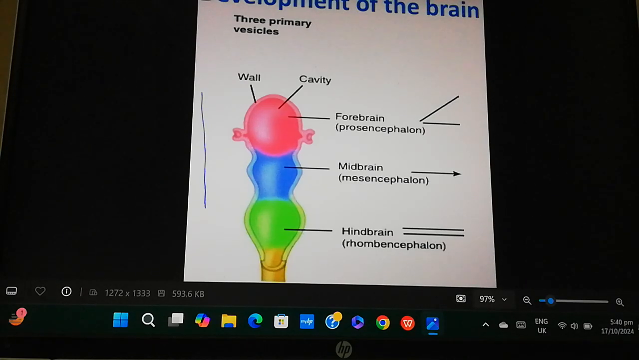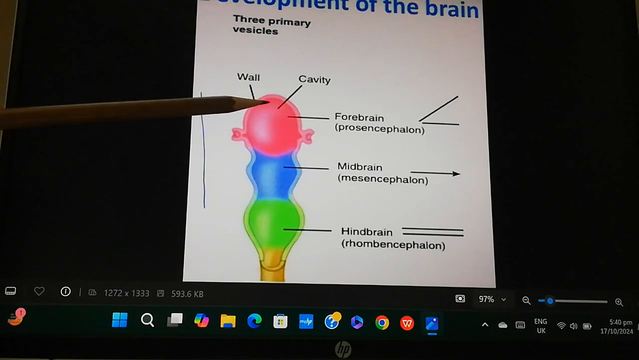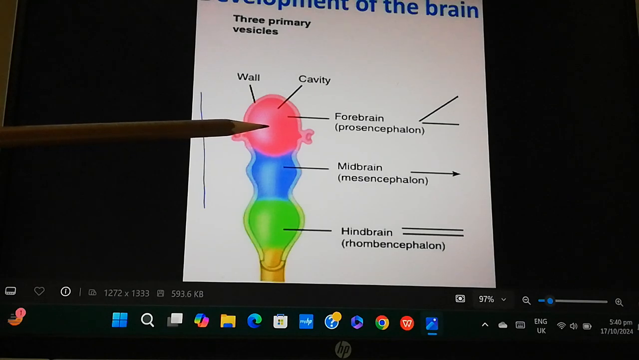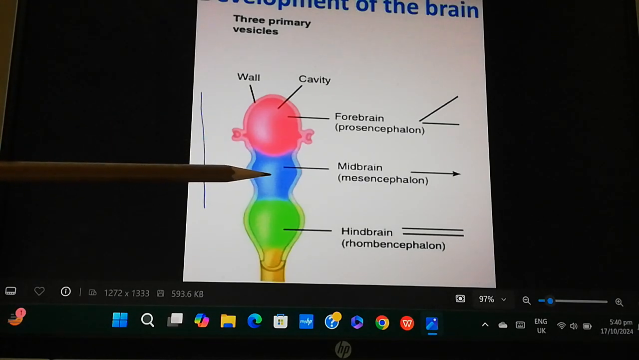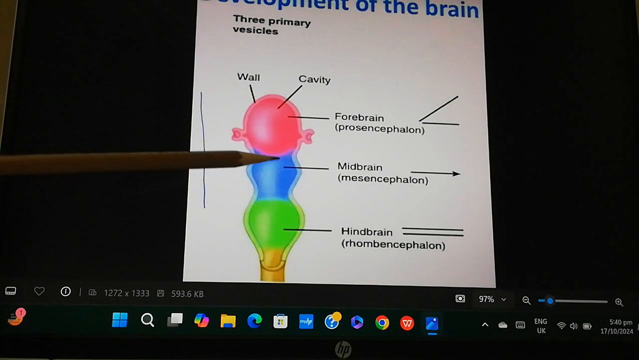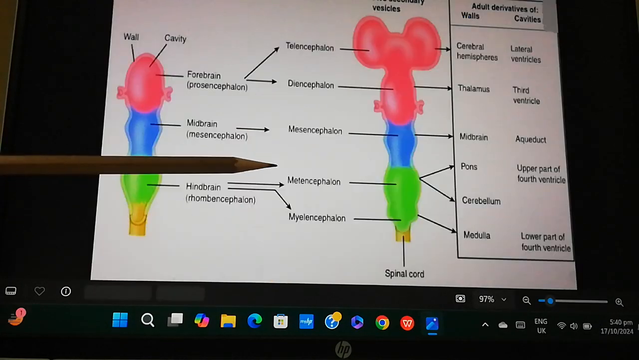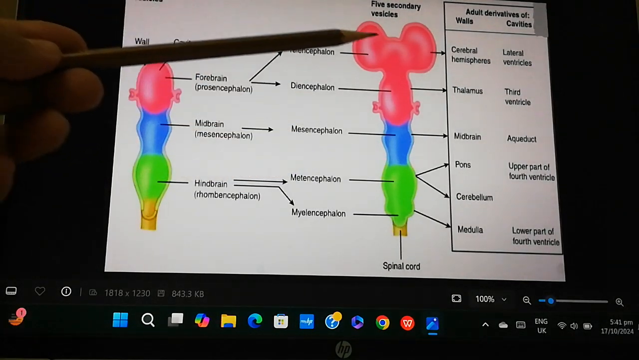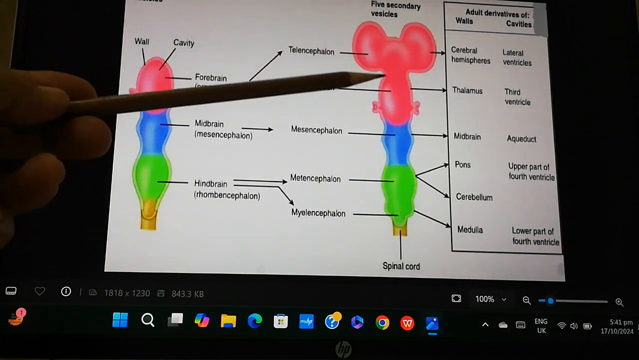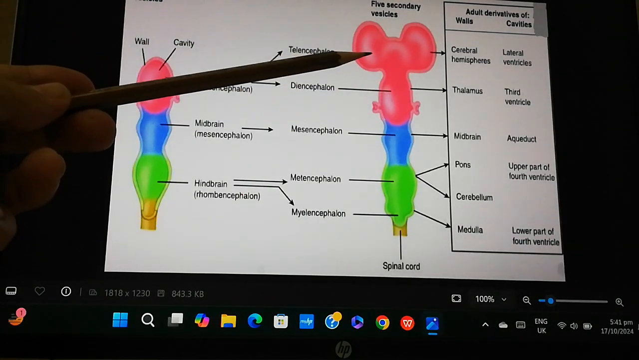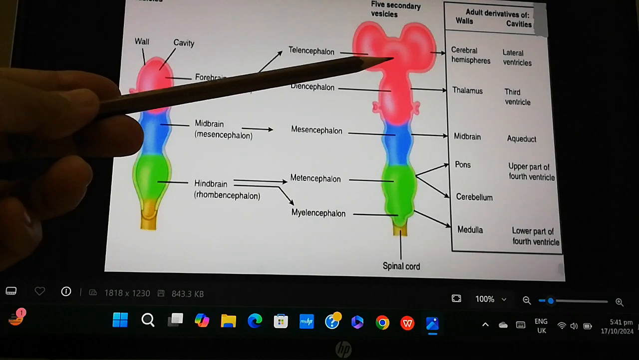Okay, this picture will show you that the forebrain or prosencephalon carries a cavity which is the lateral ventricle, and this is the mesencephalon that will hold the cerebral aqueduct. And now we have the rhombencephalon that will be having the fourth ventricle. Let's see here again. So this is the forebrain, the telencephalon and diencephalon. The telencephalon will be holding the lateral ventricles.